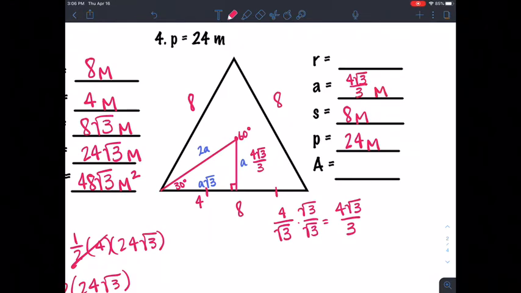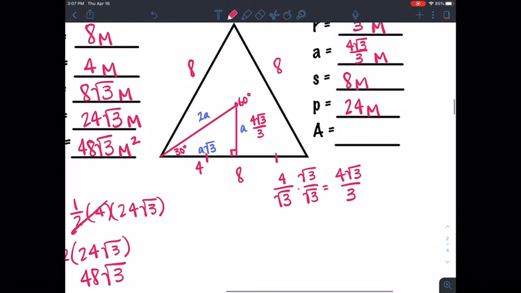And then I need to double that. Whenever I double that, only the 4 gets multiplied by 2 because I'm multiplying it by 2 over 1. So my radius would then be 8 square roots of 3 over 3 meters.